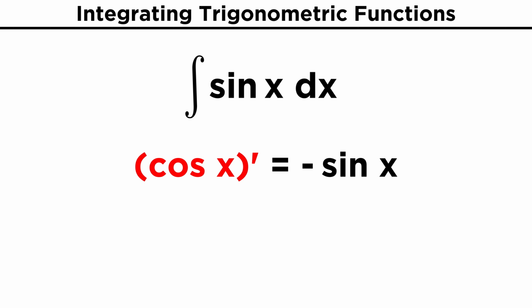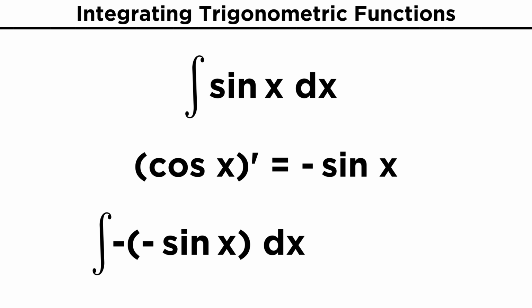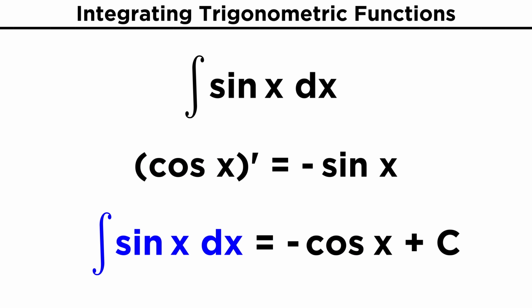We also know that the derivative of cosine is negative sine. So if we need to take the integral of sine x, let's turn it into a form that lists a common derivative, simply by writing negative the quantity negative sine x. Then we can pull this first negative outside of the integral, since negative 1 is a constant. And then integrating negative sine gives us cosine. So the integral of sine x is negative cosine x plus c.